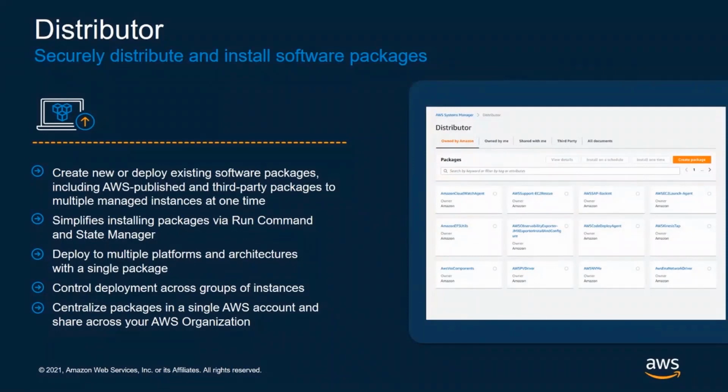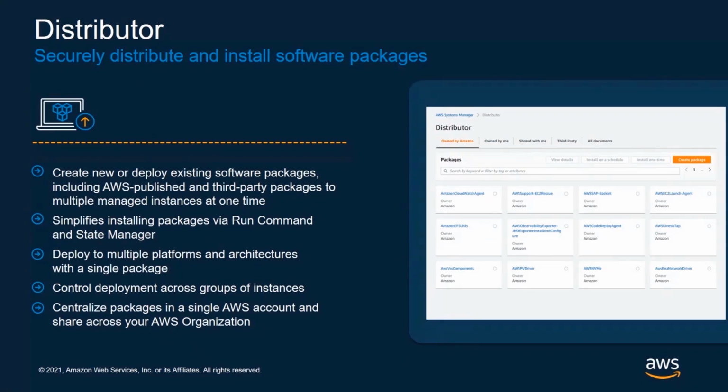Next, we're going to talk about Distributor. So Distributor is a way to securely distribute and install software packages. On the right-hand side, you can see that the Owned by Amazon tab is selected, where AWS provides several different packages that are available to be distributed out to these managed instances.